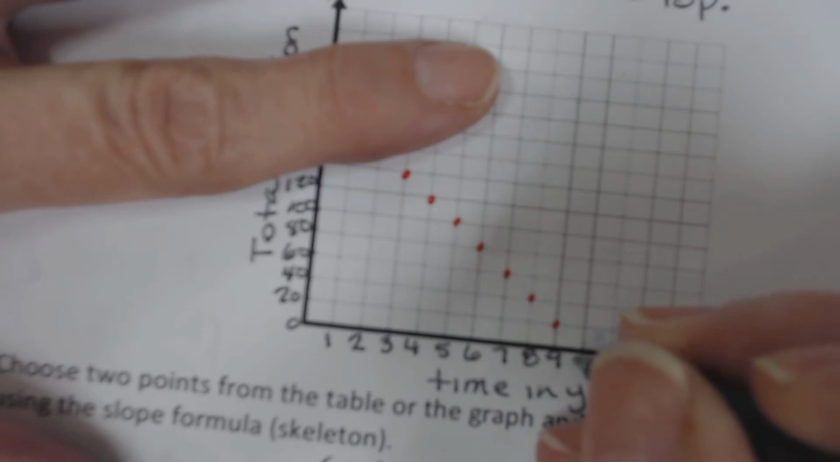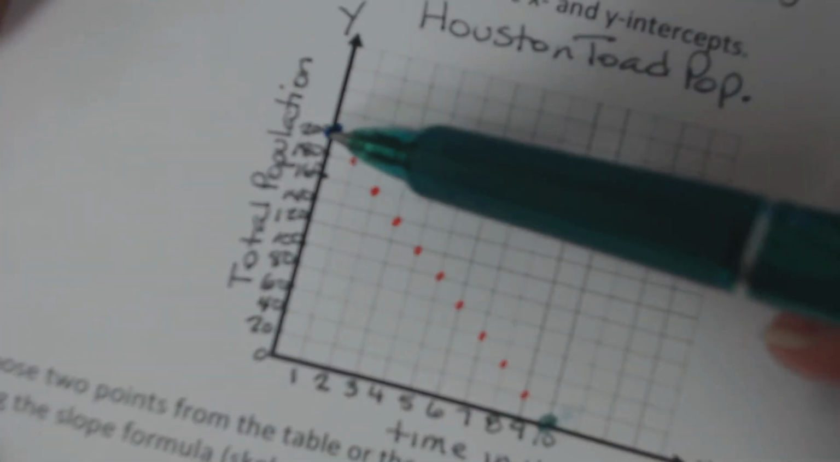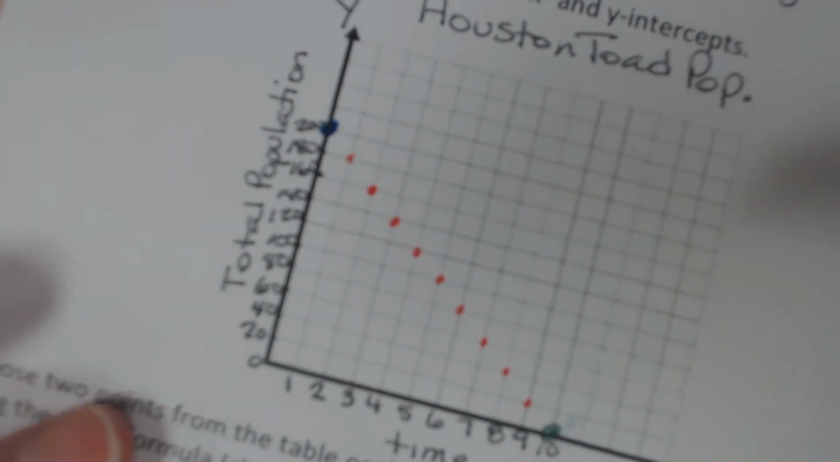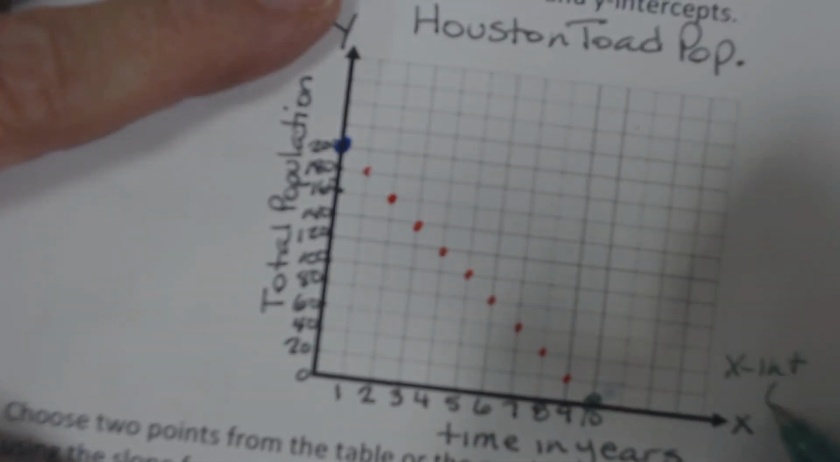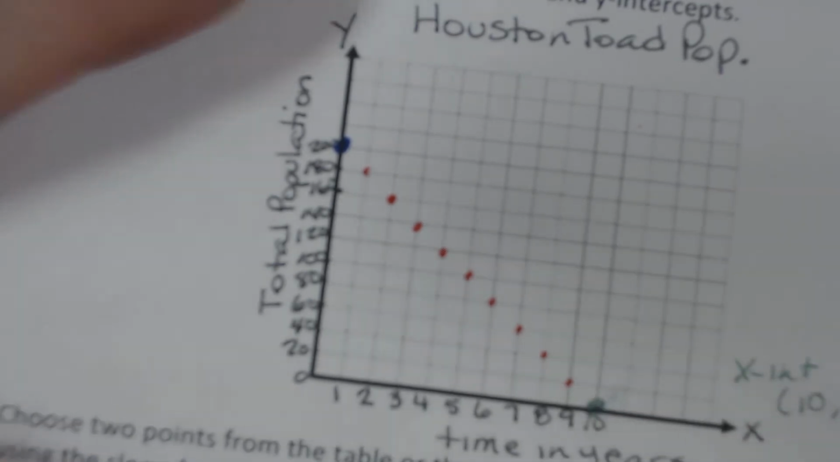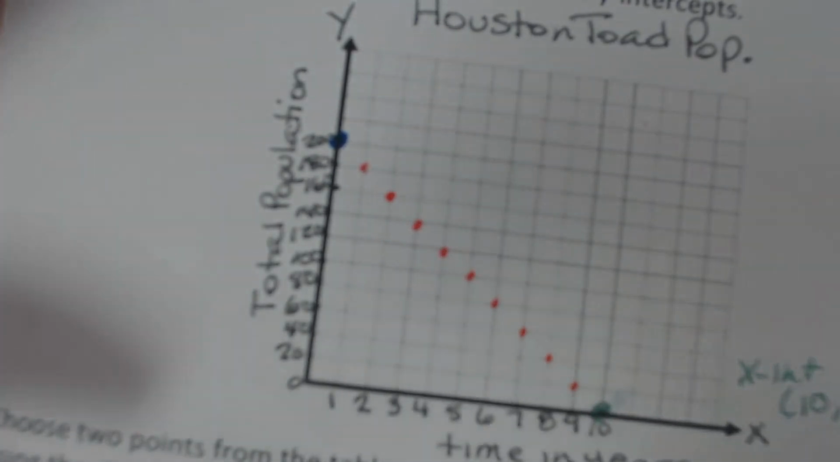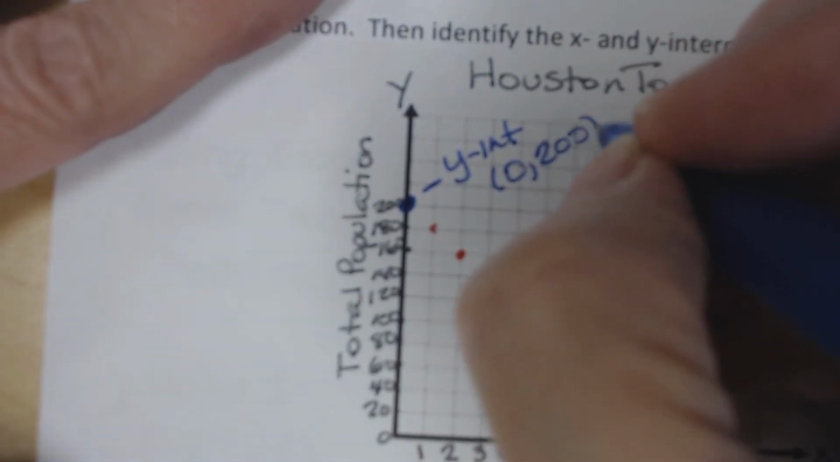And this last one, though, we labeled that. There's a 10. And this one is going to be our x-intercept. So our y-intercept is here, our x-intercept is here, and they wanted us to identify those. So here's our x-intercept at the point 10, 0. And then up here is our y-intercept, at the ordered pair 0, 200.